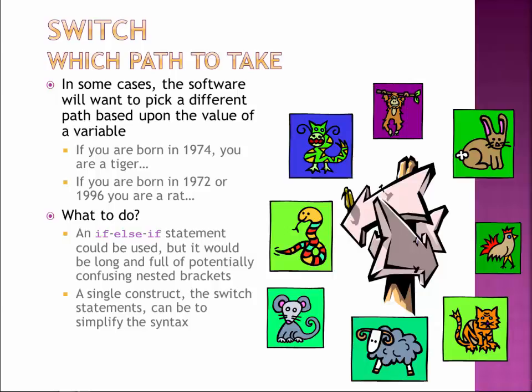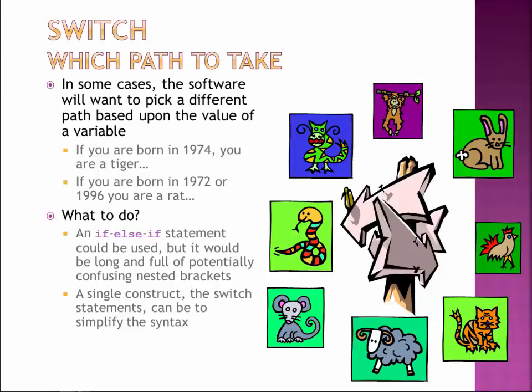So if you're born in 1974, you're a tiger. If you were born in 72 or 96, you're a rat. So there's a cycle to it. By the way, there's a bunch of ways we could solve this problem, but we're using if then else statements for this. And that's true of a lot of code, by the way. Not everything has to be solved in the same way. There's often many solutions, and some might be more elegant than others, but that's about really getting to answers, not necessarily which code you use in some cases. But for now, we're talking switch statements.